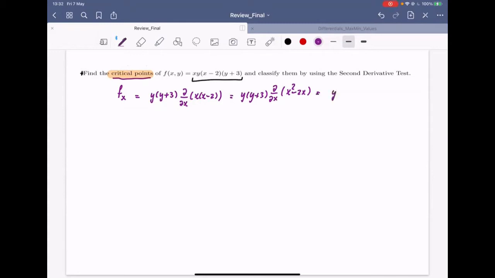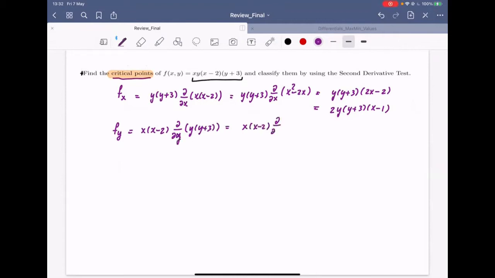And then you have y times y plus 3, and then that is 2x minus 2, which is going to be 2 times y plus 3 times x minus 1. Okay, good. And then for f subscript y here, I pull out x first, I want to leave that alone. And then here I have y and y plus 3.